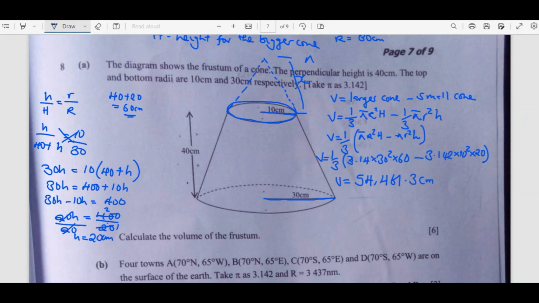Centimeter cubed. Because this is the volume, we indicate the units there, so meaning that we've answered 6 marks. So this is a simple question which was carrying 6 marks. So we can move to the next question.